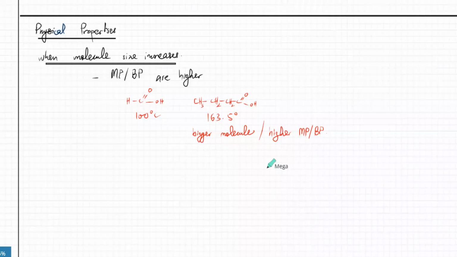Okay. So first thing was if a molecule size increases, the melting and boiling points are higher. Bigger molecules always have higher melting points when it comes to organic chemistry. And the other properties are that when you have a bigger molecule, a few other things also change. One thing is bigger molecules are more viscous. They have higher viscosity.